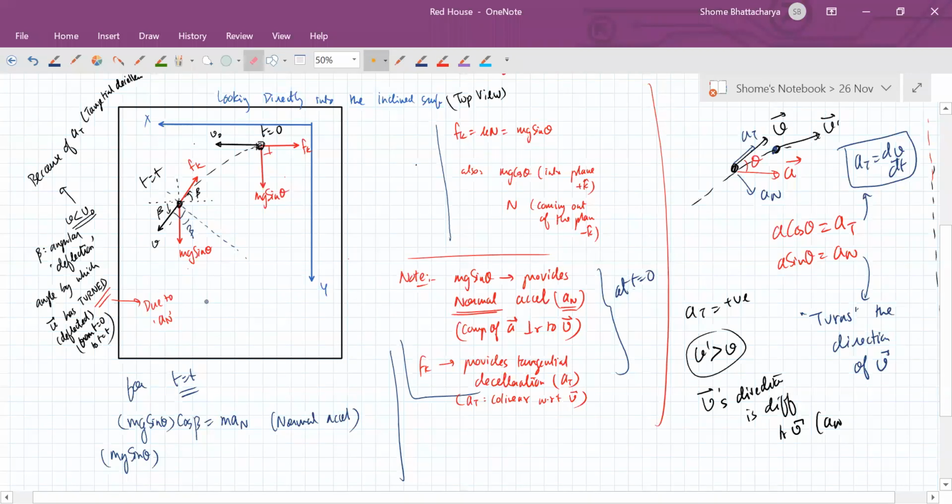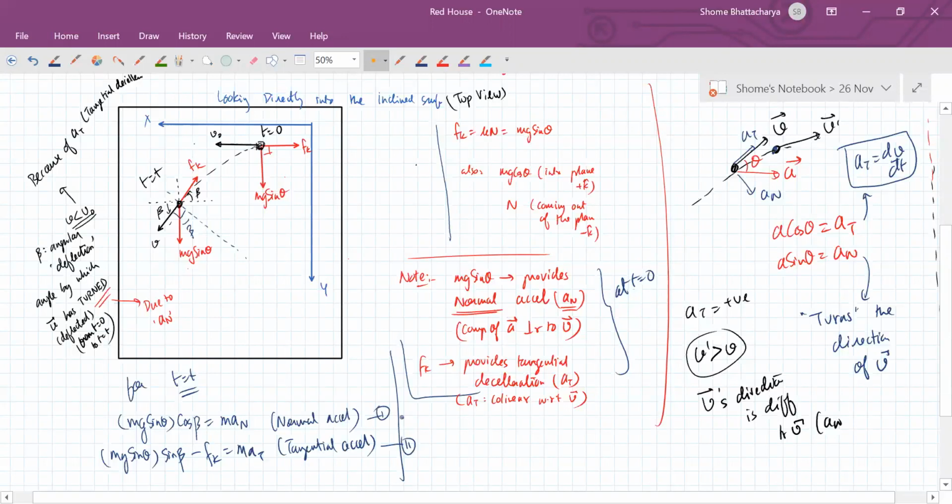So mg sin theta's sin beta component, that is along the velocity vector, and friction is opposite. So this is the tangential force. So this is providing the tangential acceleration. What is the net force along the velocity vector? It is mg sin theta's component along v minus kinetic friction. So this second equation is the one that becomes important for us. Okay. So make sure these two equations are clear to us.